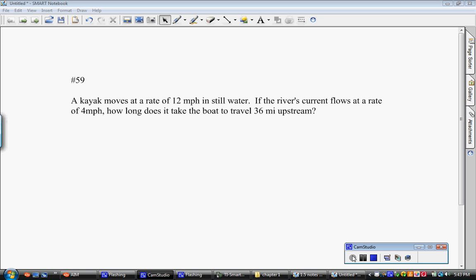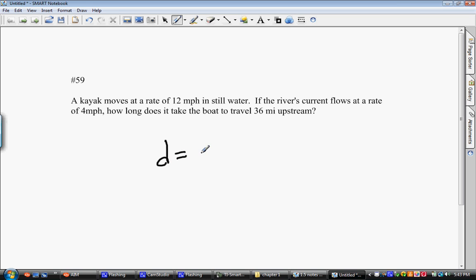We do have a formula for distance. Our formula for distance is distance equals rate times time. Now we want to think about our problems in terms of what's happening. It says a kayak moves at a rate of 12 miles per hour in still water. So if we knew that in still water, we have the 12 in place of R, and if we were going to travel for, I don't know, 4 hours, we would say 12 times 4, and that would give us our distance. So we would just substitute everything in exactly like it is.